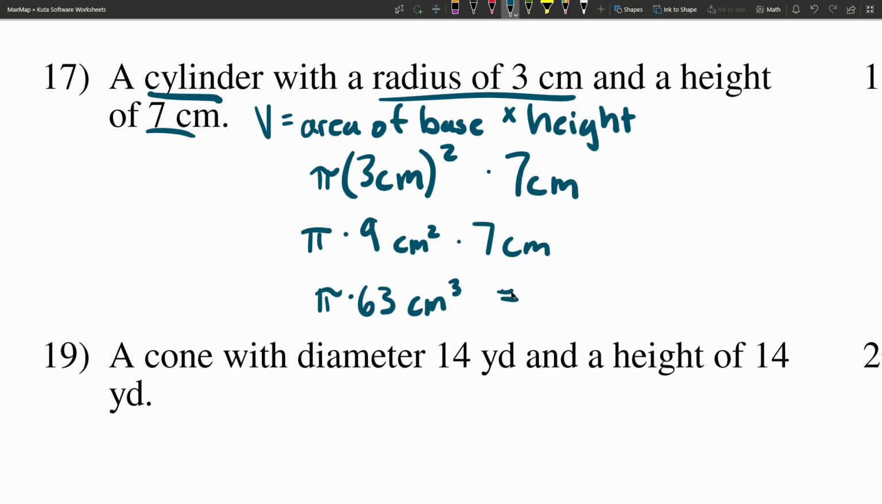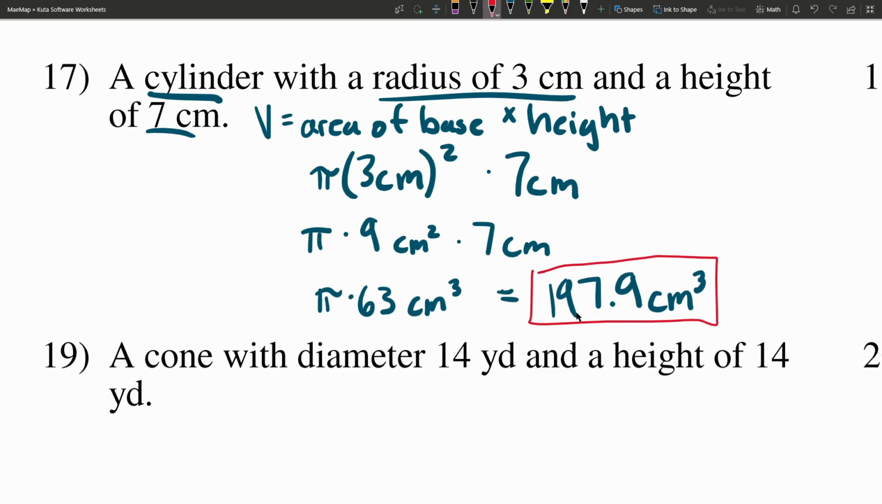Doing that out on our calculator so that we can round to the nearest tenth, 63 times 3.1415 is going to give us 197 and approximately 0.9. So 197.9 centimeters cubed is our solution for number 17. Again, that's 197.9 centimeters cubed for our volume.